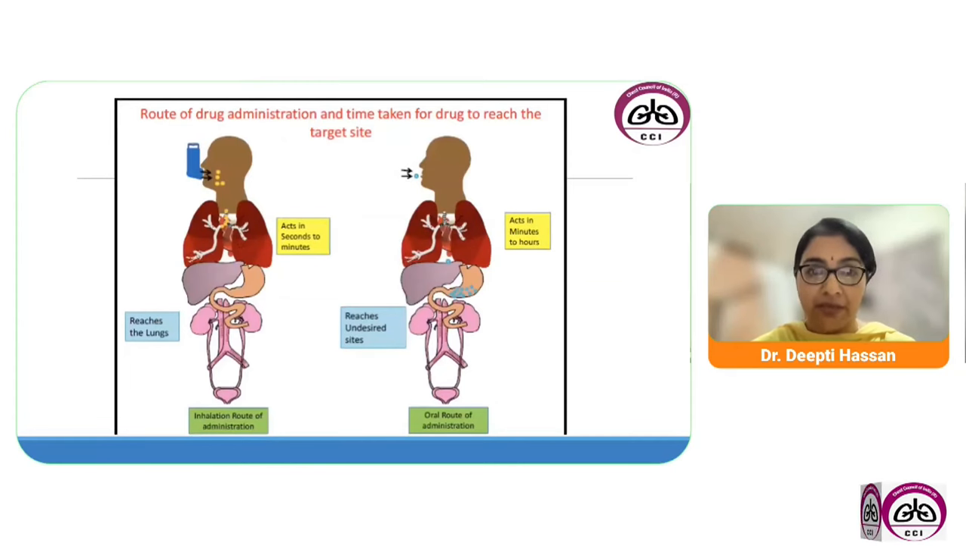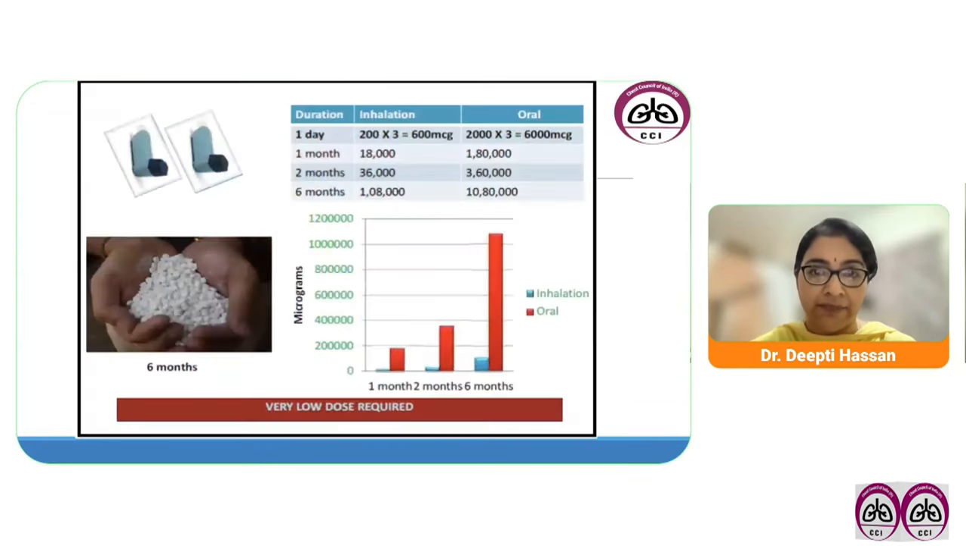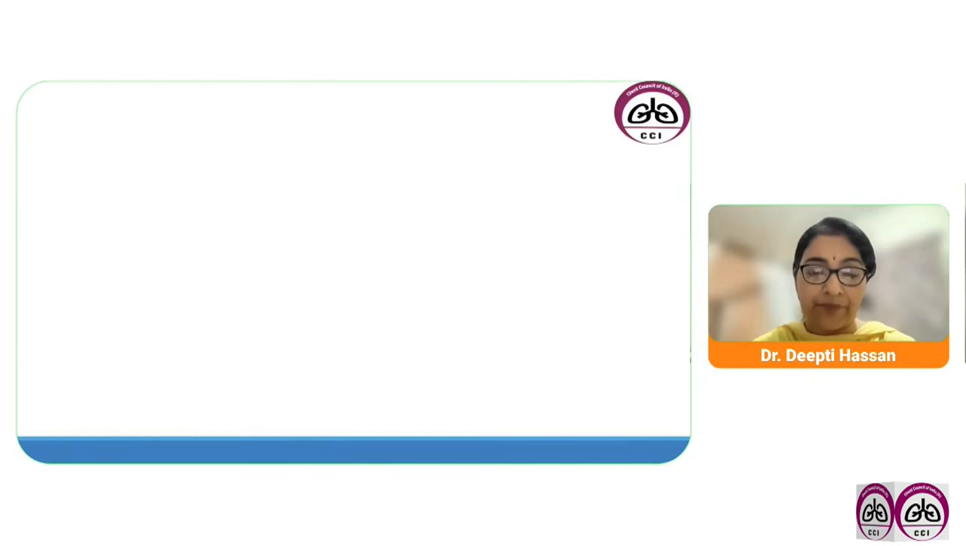So as you can see, using the inhalational route will act within seconds to minutes, and it reaches the lung directly. Whereas any other route will act in minutes to hours, and it reaches all undesired sites, causing a lot of side effects. So here you can see the amount of the dose required in inhalation, which is only 600 mcg, whereas in oral it is up to 6,000. So the inhalational route reduces the dose required.